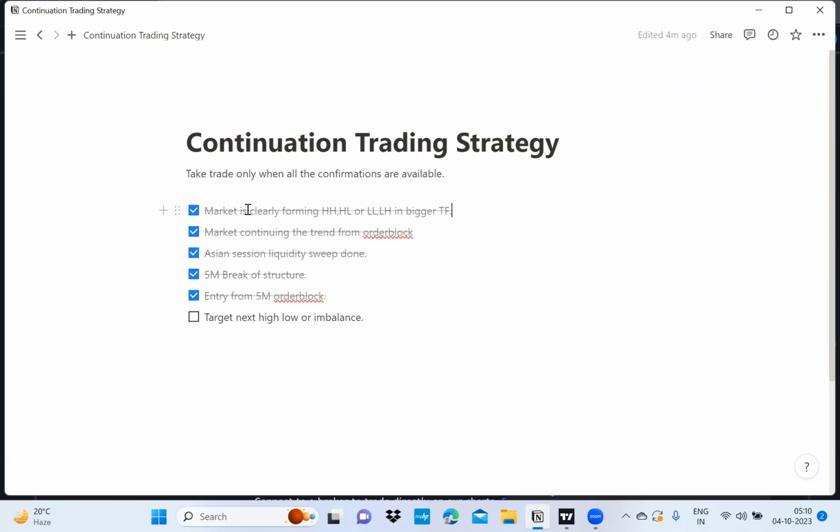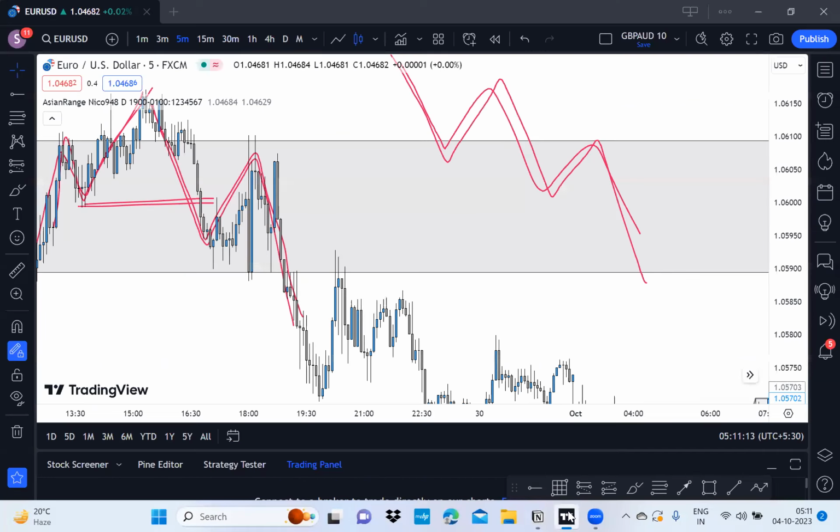Okay, the market is clearly forming higher high, higher low or lower low, lower high in the bigger time frame and on the smaller time frame too. Okay, so this is the confirmation. Now both time frames are in favor. Now let's go for the trade.